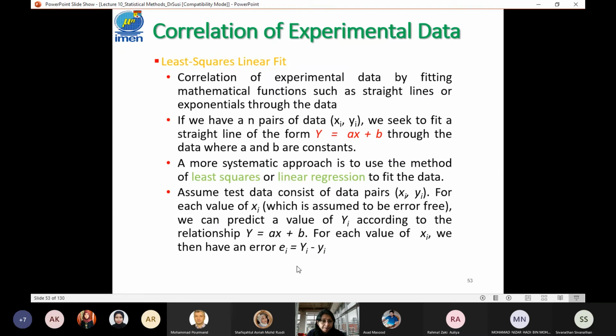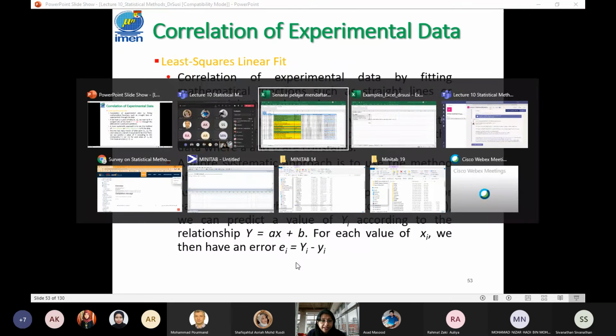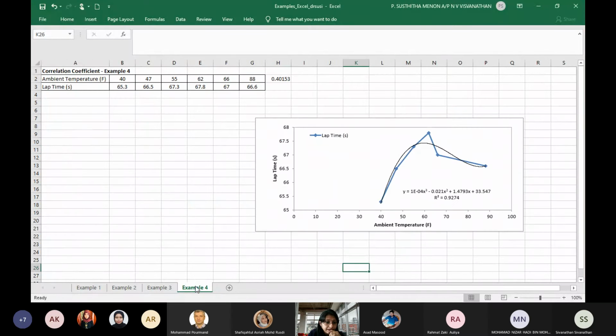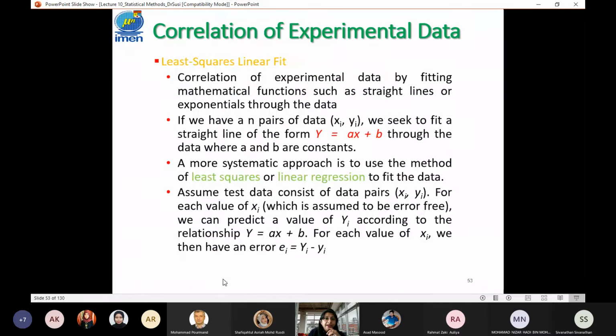So again, Excel can help you to do this, right? So you have what we call the correlation. So this is the ambient temperature versus the lab time, and you can get the value is 0.40153, which is lower than RT. So it's pure chance. Okay. And if you go back, okay, so least squares linear fit.